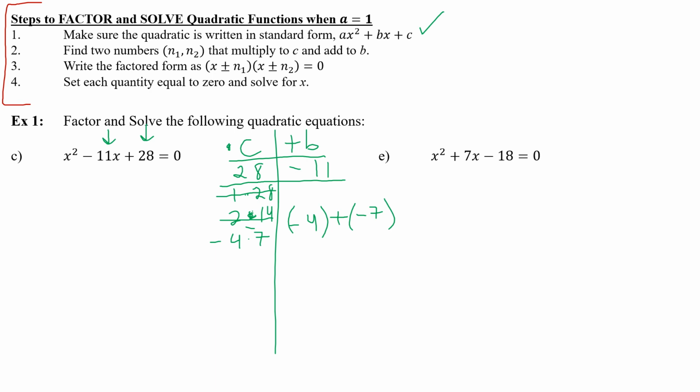So step 2, find two numbers that multiply to c. Negative 4 times negative 7 gives us positive 28, but add up to b: negative 4 plus negative 7 gives us negative 11.